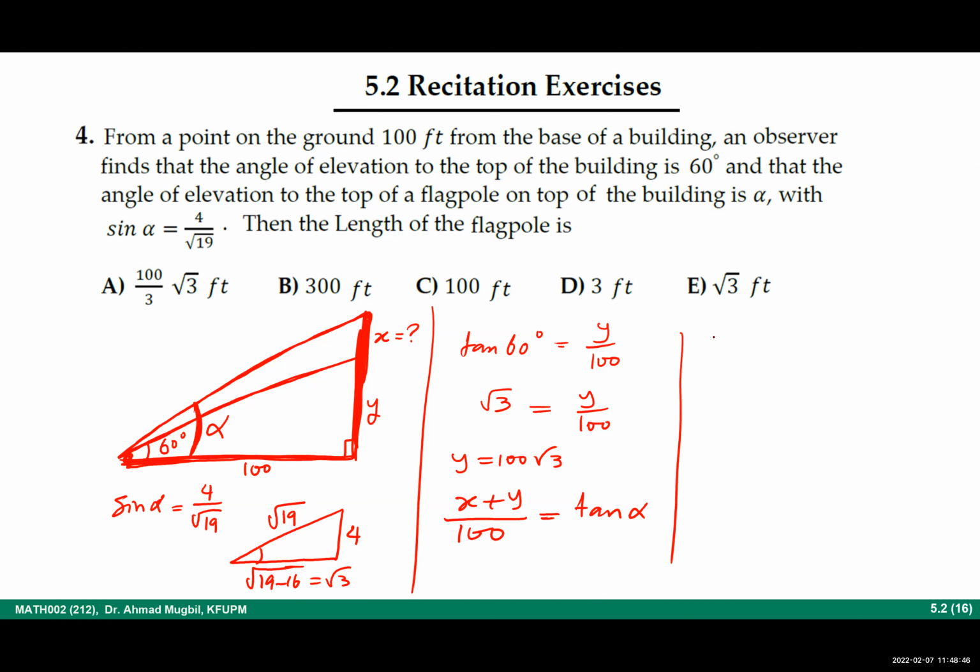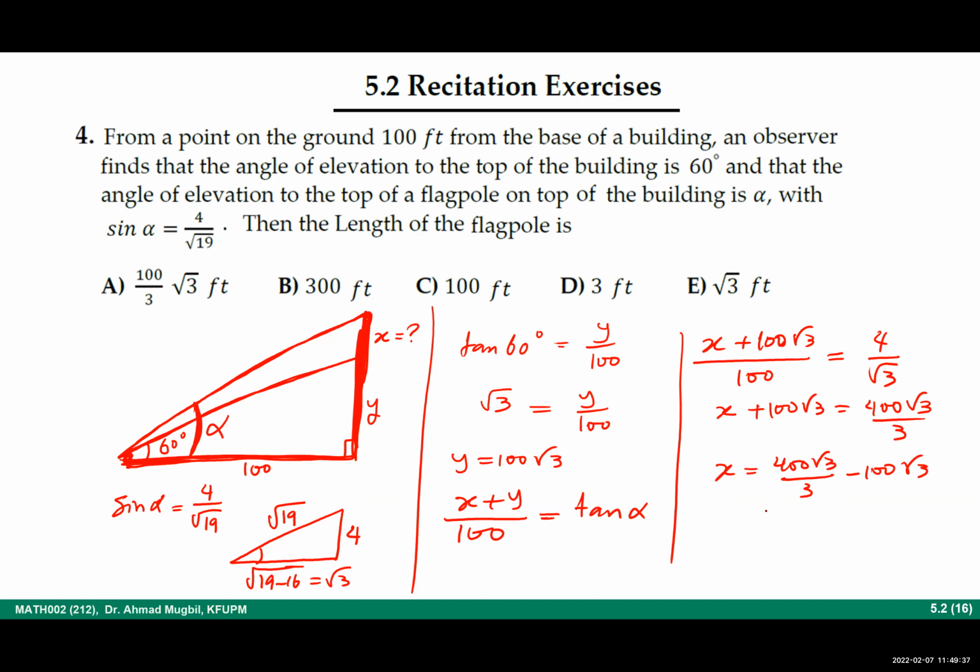So we have y. So we have x plus, what is y? Y is 100 square root of 3 over 100 equals to tan alpha. What is tan alpha? So tan alpha will be what? 4 over square root of 3. Okay, now we have an equation with one variable, which is what? X. We need to solve it for x. So what we will do, this will be what? X plus 100 square root of 3 equals to 400 square root of 3 over 3. Is that right? And this is equals to what? X equals to 400 square root of 3 over 3 minus 100 square root of 3, which will be what? 400 minus 300, which is 100 square root of 3 over 3, right?